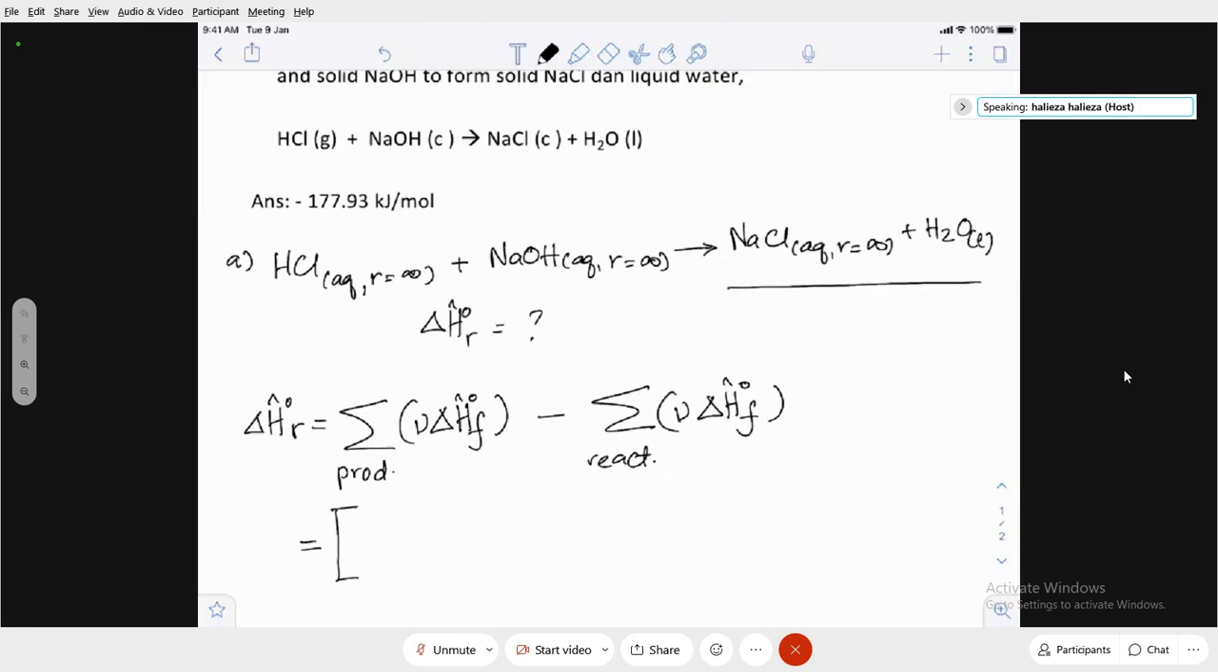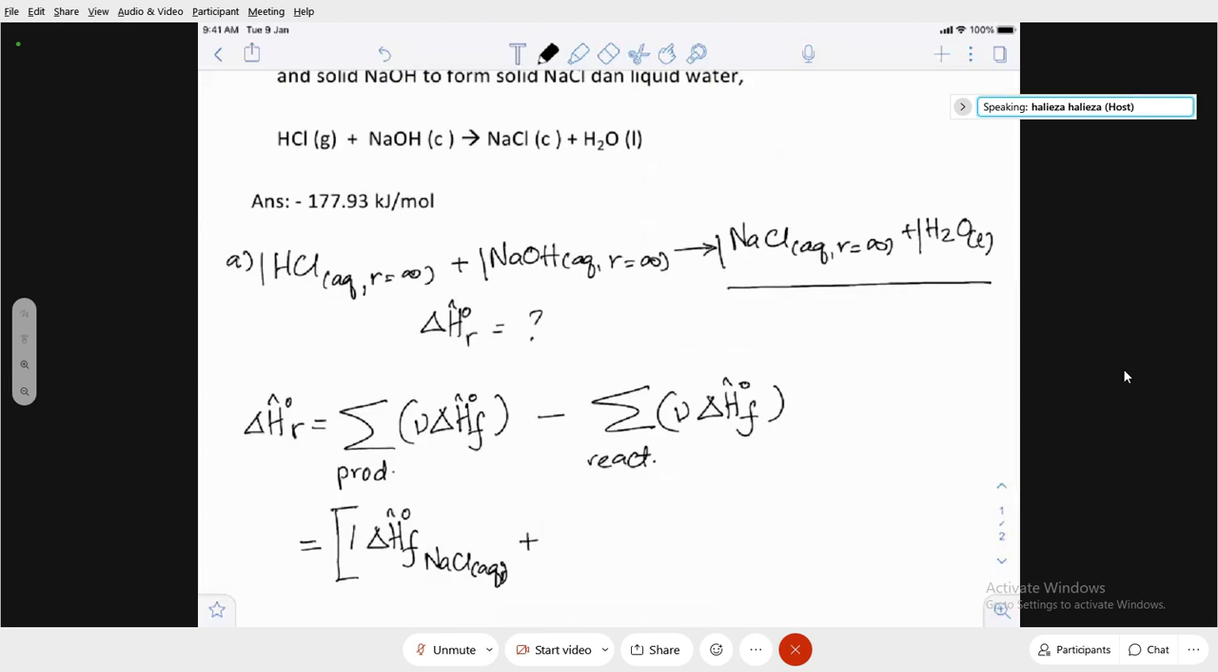The product is here. We have stoichiometric coefficient 1 and 1. Every chemical involved in this reaction has a coefficient of 1, so it's very easy to remember. So that is the heat of formation of your sodium chloride aqueous, R equals infinity. Or if you don't want to write that, you can write it in a different way: just aqueous.